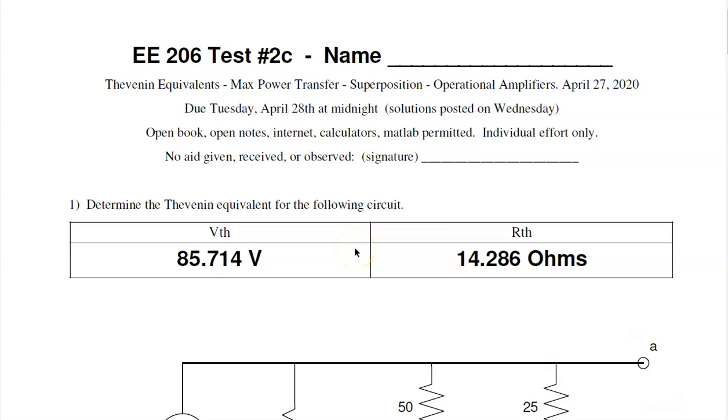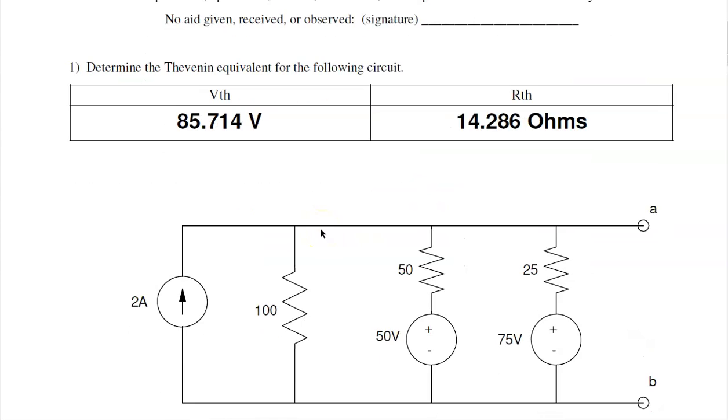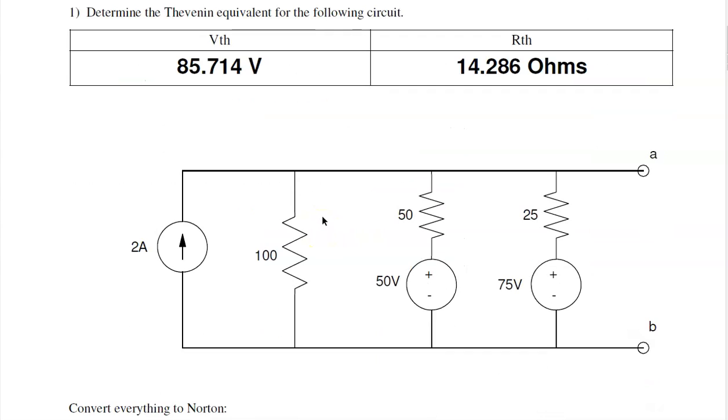This is the solution to test number 2, version C for EE206, circuits 1. The first problem is find the Thevenin equivalent of the following circuit. Here, one way to do it is source transformations.